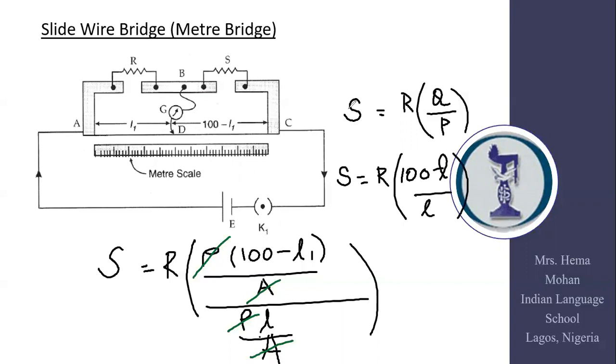Is that clear, children? What have we found over here? The resistance across a given length is directly proportional to the length, provided the area of cross section and the resistivity remain constant. So my S becomes equal to R times (100 minus L) upon L. And this is the formula that you are going to use for your experimental purpose to determine the unknown resistance.